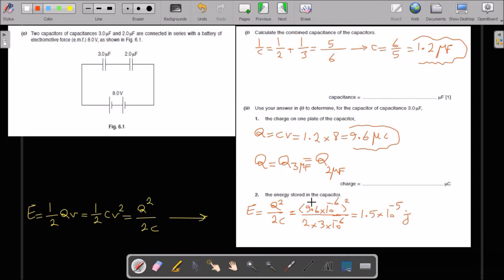The energy stored in the capacitor. So formula of energy is equal to 1 over 2 QV, or 1 over 2 CV squared, or equal to Q squared divided by 2C. You can use any of them to get your answer. So charge for 3 microfarad, you got from first part, 9.6 microcoulomb. Micro means 10 to the power negative 6. So 9.6 times 10 to the power negative 6, squared, divided by 2C. 2 times C is 3 times 10 to the power negative 6, it is microfarad. So if you simplify, the energy stored in 3 microfarad is 1.5 times 10 to the power negative 5 joule.